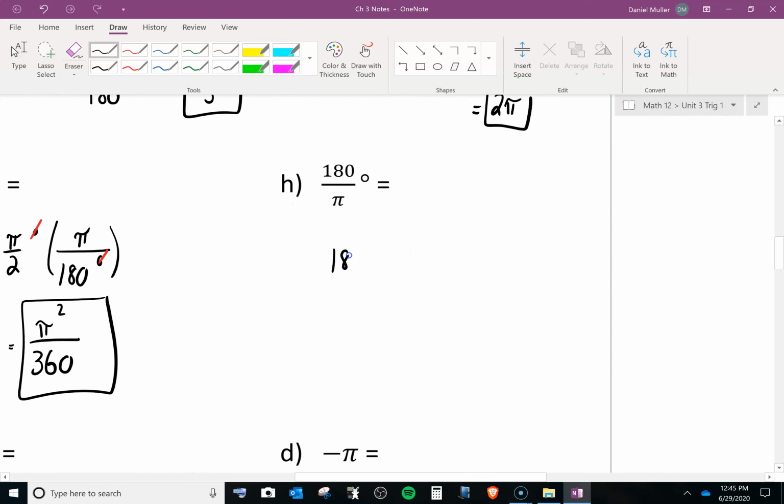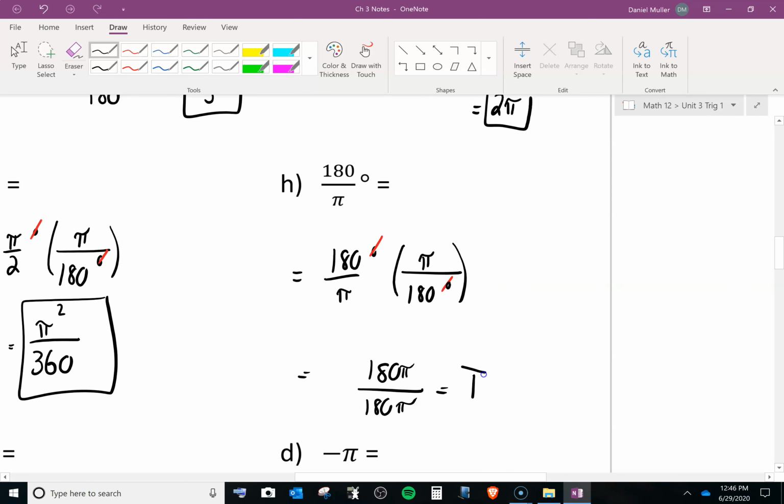And lastly, let's do 180 over pi degrees. So I want to get rid of degrees, so I'll put it on the bottom with the 180, put the pi up here. So the degree symbols can now cancel out. I always like to show that if possible. And then I get, on the top, 180 times pi is 180 pi. On the bottom, pi times 180 is 180 pi, and that's just 1. Anything over itself is just 1. So I am left with 1 radian. Well, I didn't even want to do plural, 1 radian. And again, you don't need to write the radian at all.